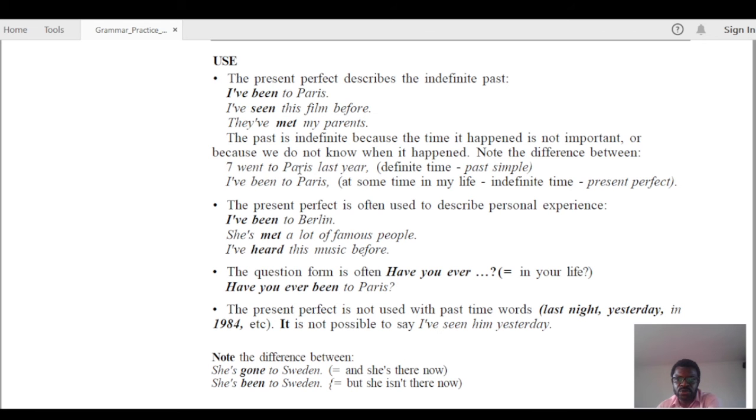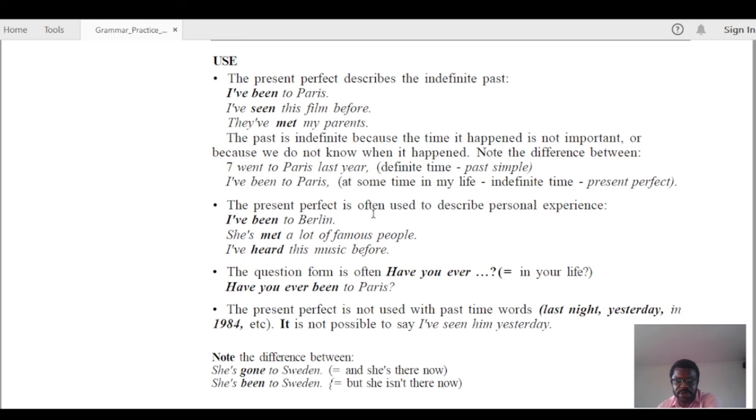Note the difference between I went to Paris last year, a definite time, past simple. This is I and not 7; it's a typo error. Then this one is I've been to Paris at some time in my life, indefinite time. This is present perfect. So when I say I went to Paris last year, after your subject pronoun, immediately you use your V2, you see, went. And here you also have your time marker to tell us that this is simple past. Okay, you see the difference. This one is indefinite time in the past.